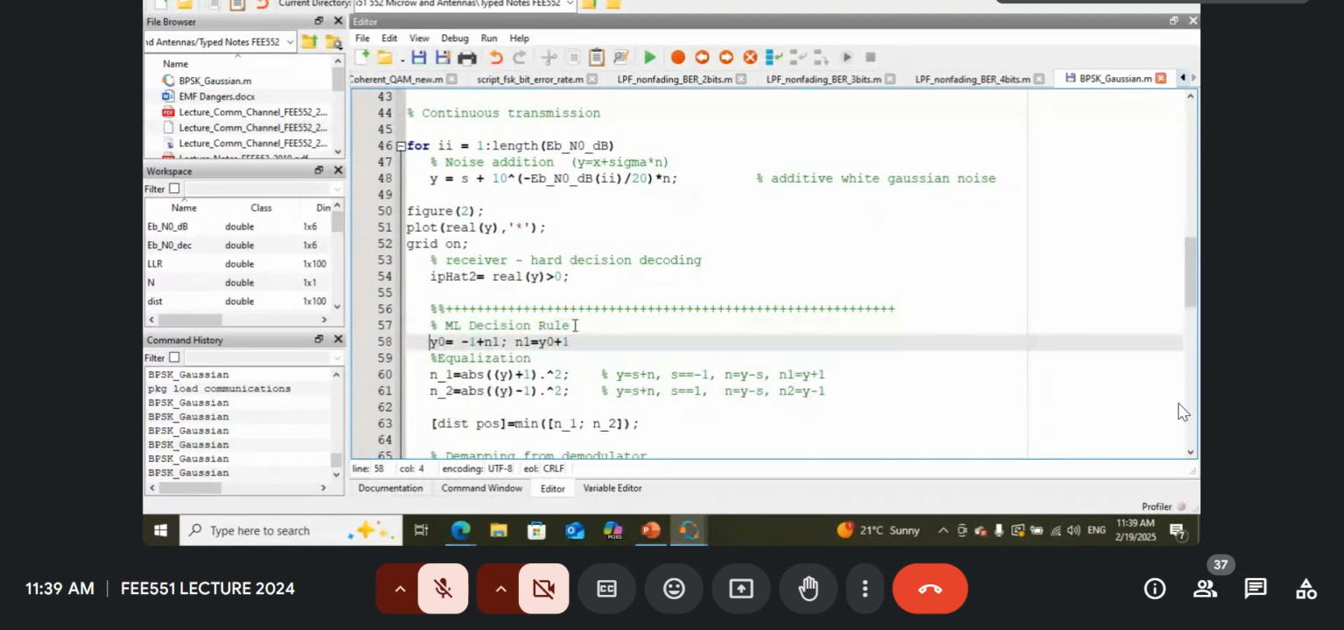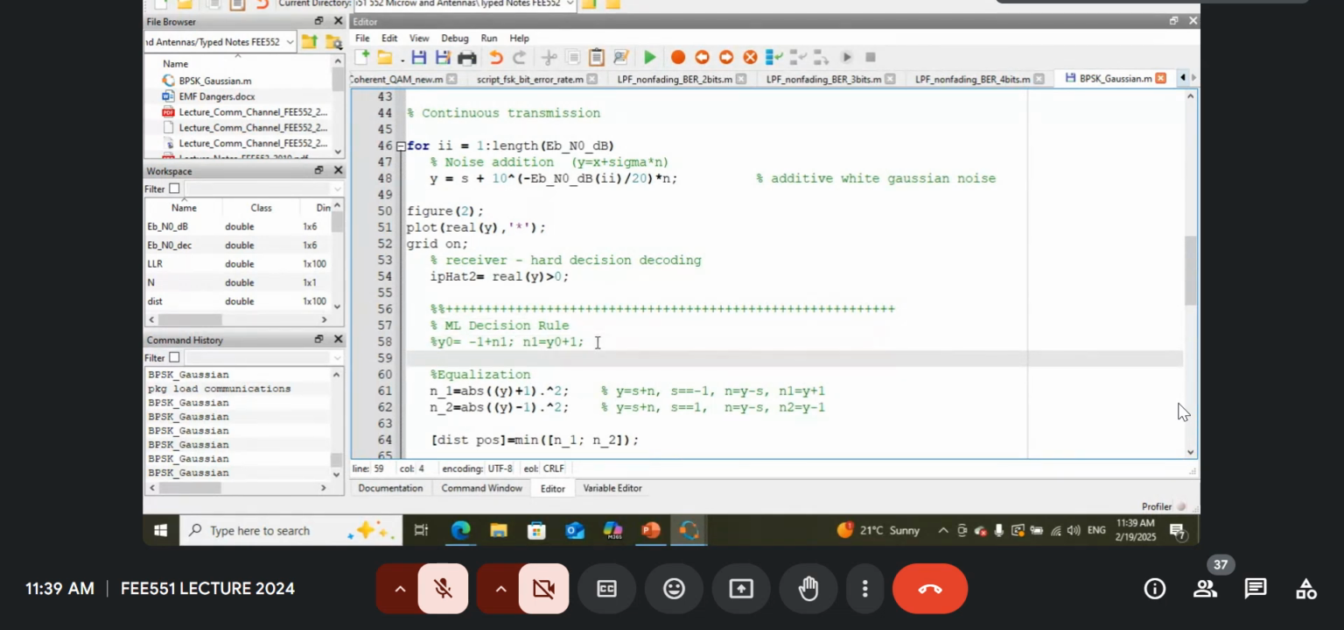I hope you're following. What if a 1 is the one that was transmitted? If a 1 is the one that was transmitted, you'll have y1, whatever you receive, is equal to 1 plus some noise, n2. In this case, what is n2? So n2 would be y1 minus 1. So this is another way of detection called maximum likelihood.